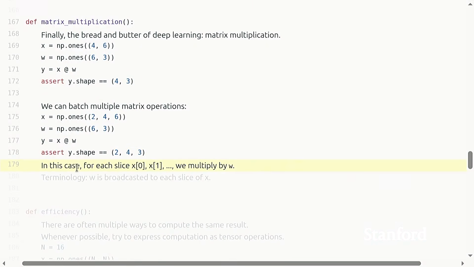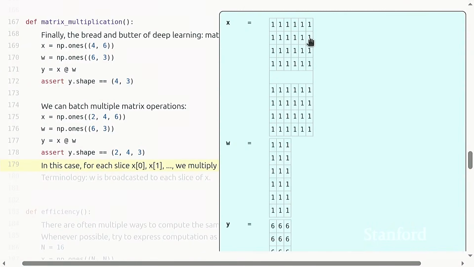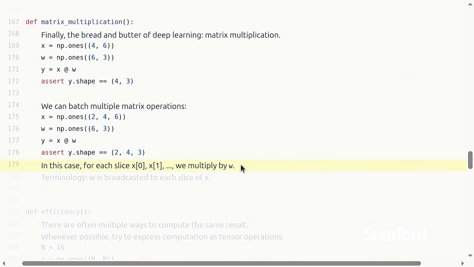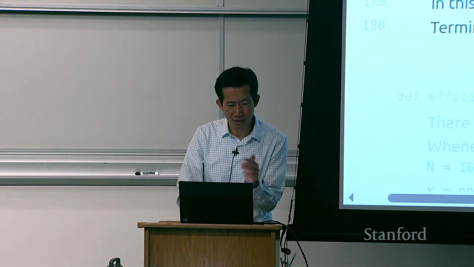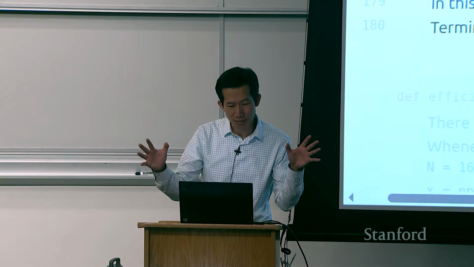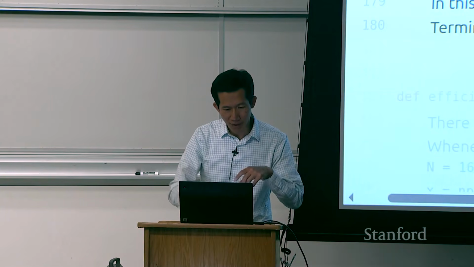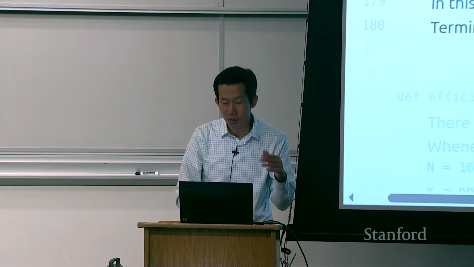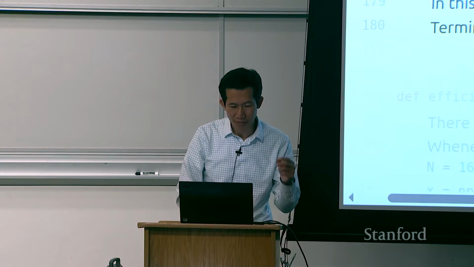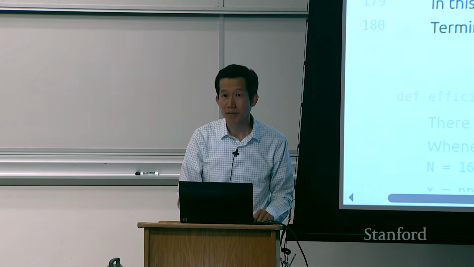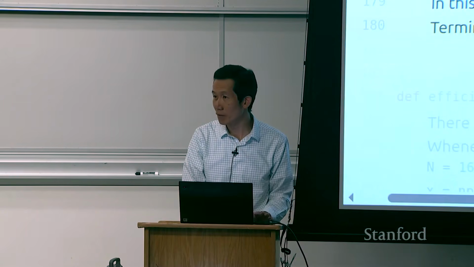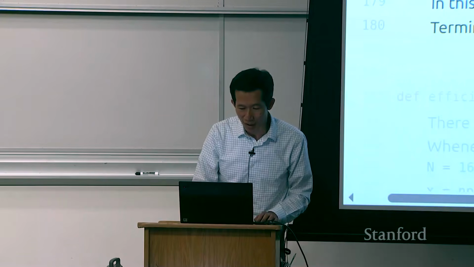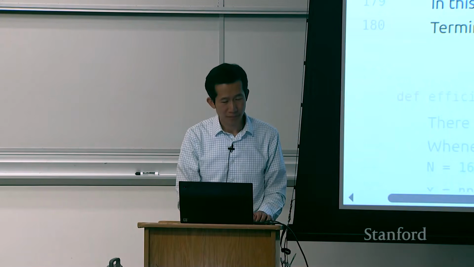Okay, so in other words, for every slice, for x0, x1, we multiply by w. And in other words, w is broadcasted to each slice of x because w is a lower rank object and x is a higher rank object. So what NumPy does is it sort of copies w multiple times, one for every index into the first dimension. Okay, so this is generally a useful pattern that you'll see in a lot of deep learning code.